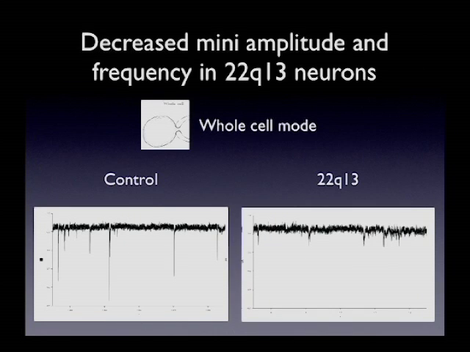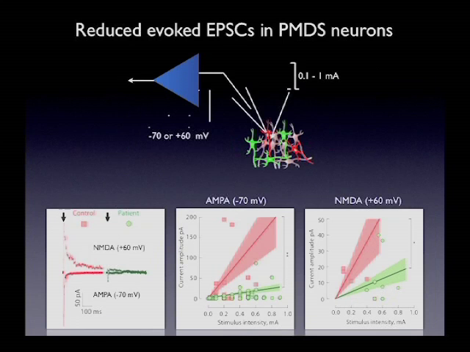So we patch clamped the cells, and now this is a synaptic protein, and so we focused on the function of the synapse. Okay, so these here are synaptic events, right? This is what a control looks like. There are all these synaptic events, and in these kids with 22q13, Phelan-McDermid syndrome, you can see that they're far smaller, right? And so the question is why. So these are spontaneously occurring. Now the question is, what happens if you actually evoke the release? So in this case, we're going to stimulate some of the presynaptic cells and look at the postsynaptic cell to see if, in fact, there is a defect in this capacity of the neurons to send impulses to each other.